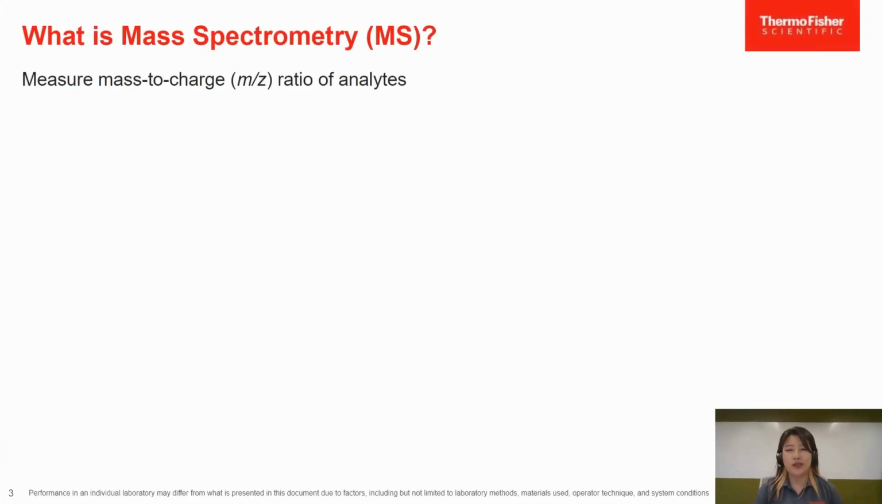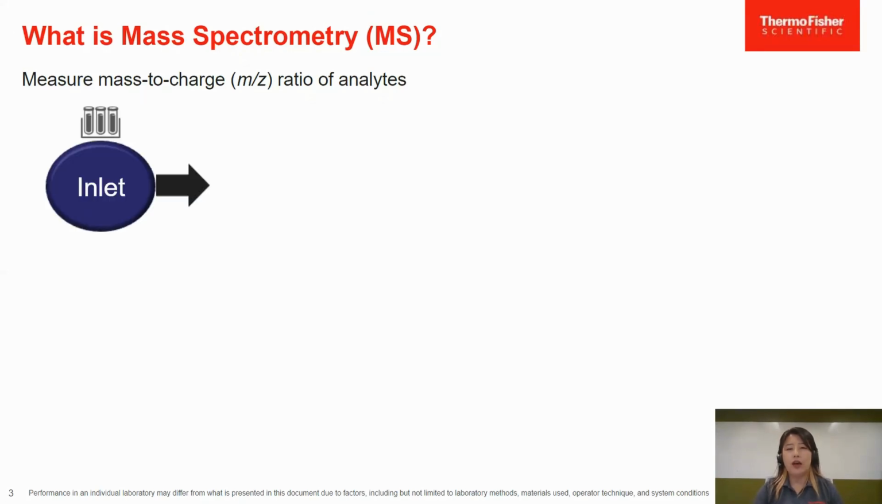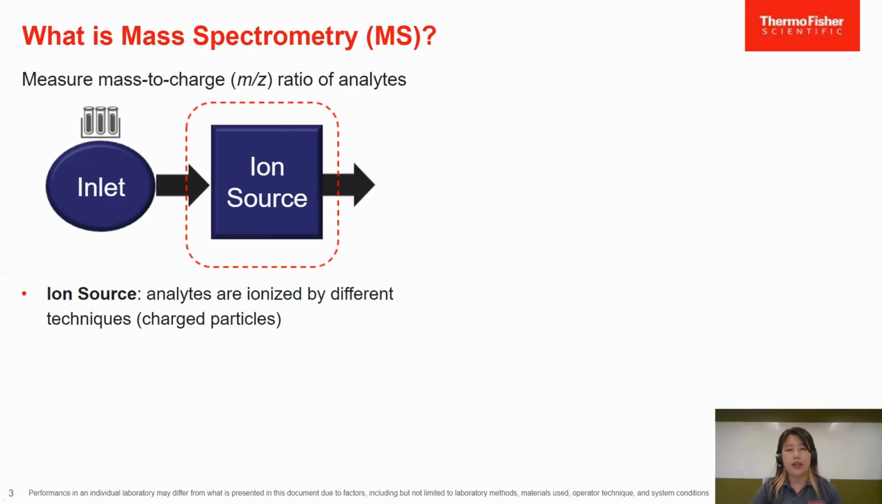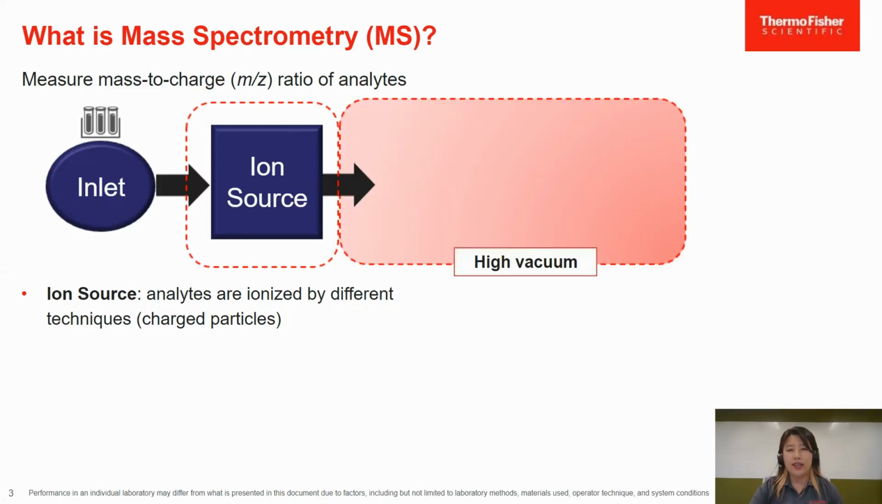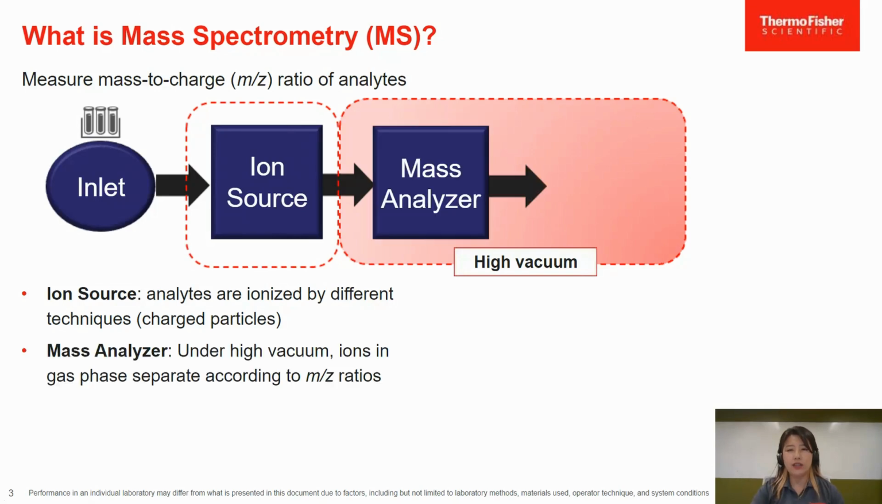So what is mass spectrometry or MS? Mass spectrometry is an analytical technique that measures the mass-to-charge ratio, m/z ratio, of analytes. There are mainly three components: ion source, mass analyzers, and the detectors. First, samples are introduced by an inlet source, for example, direct infusion by syringe or a liquid chromatography system. And those enter the ion source here, where analytes are ionized by different ionization techniques to create charged particles. Then ionized analytes enter the mass analyzer.